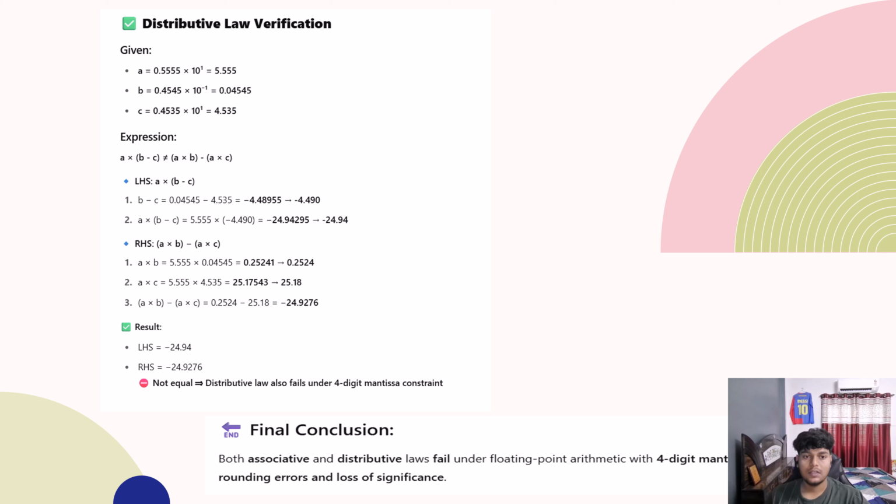Both results match 0.2267E with 4-digit precision, so the distributive law holds here and no condition is needed. This example demonstrates that the distributive law is generally more robust in floating point arithmetic compared to the associative law.